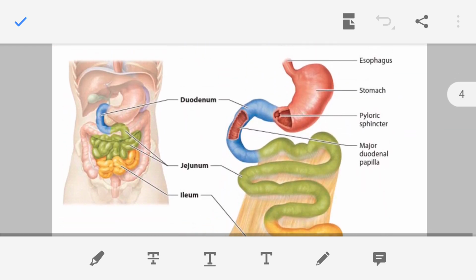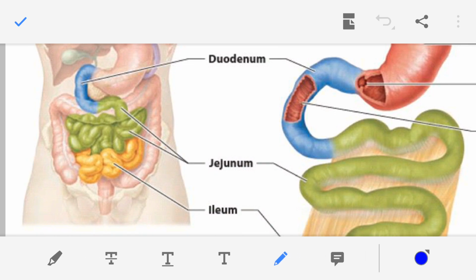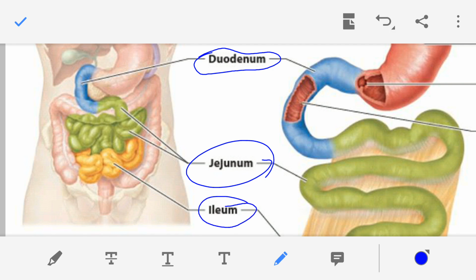For example, this entire thing, the blue color they are using for the duodenum, the green color they have used for the jejunum, and the yellow color they have used for the ileum. So these are the three regions of the small intestine, and in the figure you can see that the small intestine is present in the center of the abdominal cavity, and at the same time it is also inferior in the abdominal cavity.